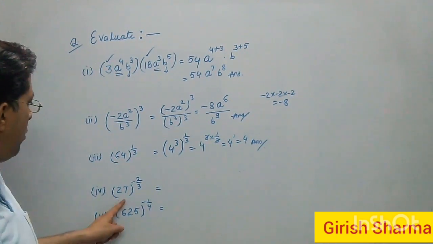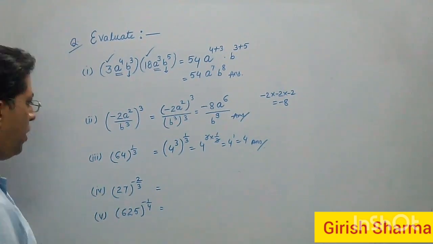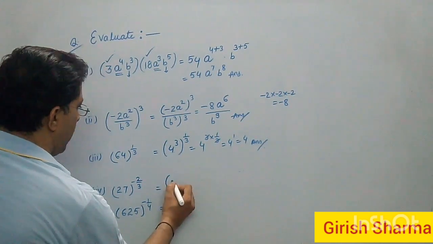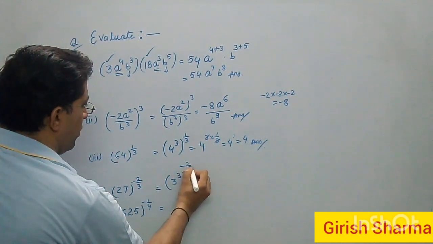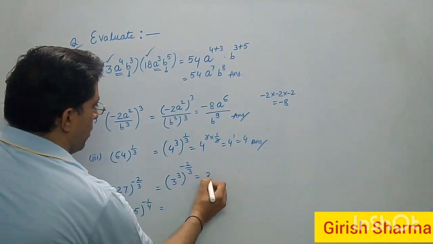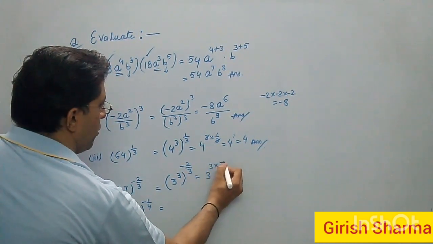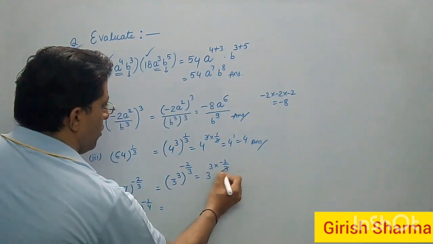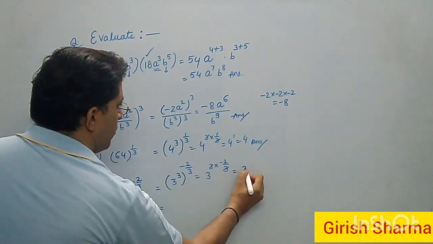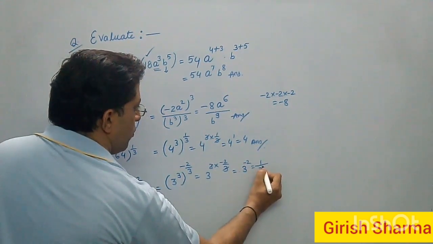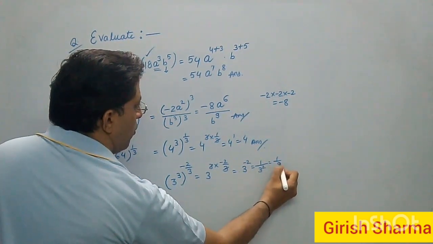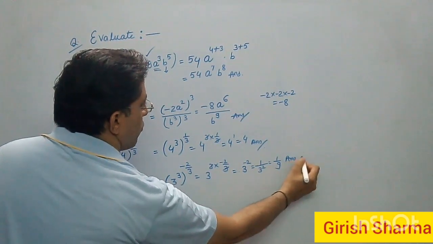Come on, here 27 power minus 2 by 3. I can write 27 as 3 power 3, then minus 2 upon 3. Then take the 3 outside: here minus 2 upon 3. The 3s cancel. This is 3 power minus 2. We can write 1 upon 3 power 2. 3 square is 9, so this is 1 upon 9.